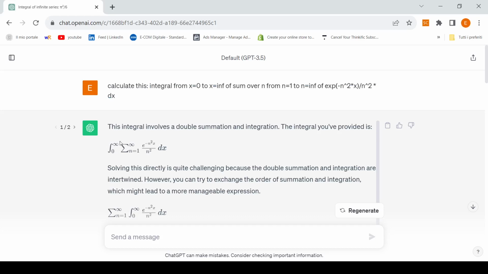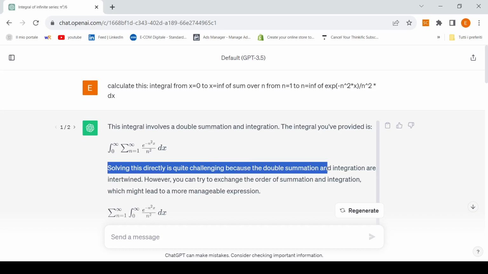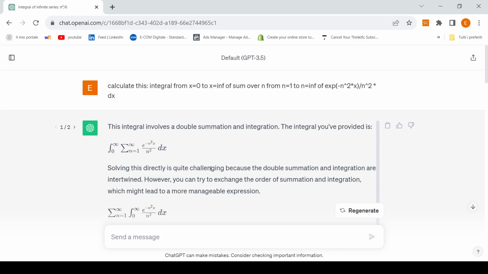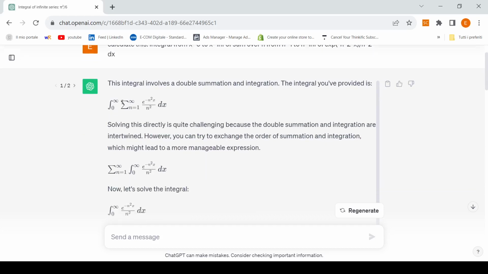Now, let's see if it can also calculate it properly, accurately. Let's see. So solving this directly is quite challenging because the double summation and integration are intertwined. However, you can try to exchange the order of summation and integration, which might lead to a more manageable expression. And this is actually correct because this series here converges for every value of x between 0 and infinity. It is quite easy to see that because when you set, for example, x equal to 0, you have the summation over n from 1 to infinity of 1 over n squared, and we know that it converges to pi squared over 6, so that's a very famous expression.